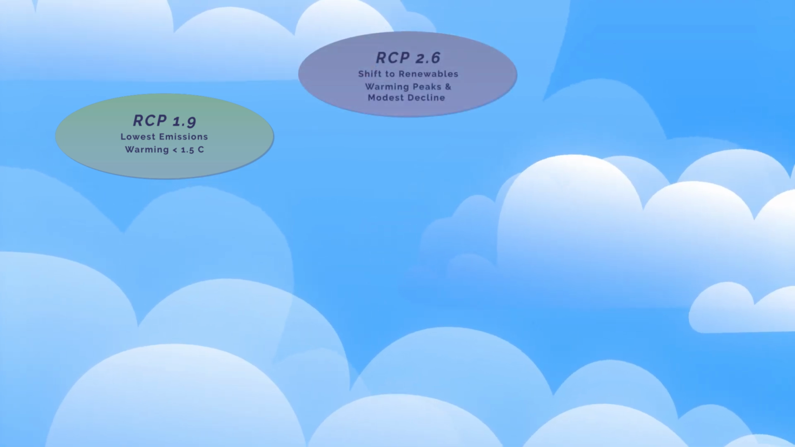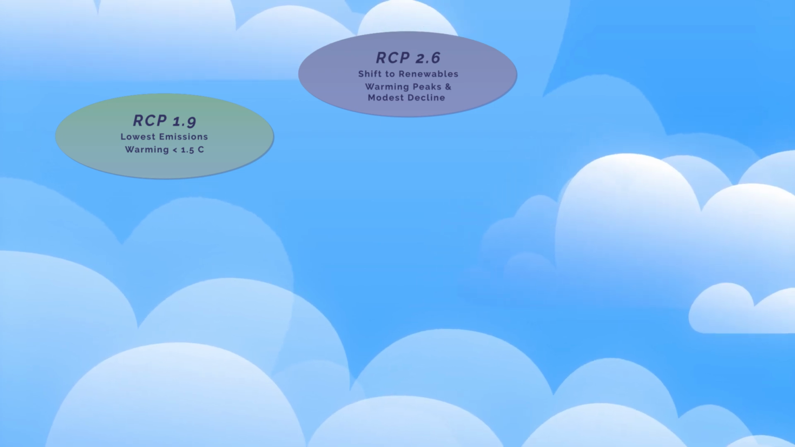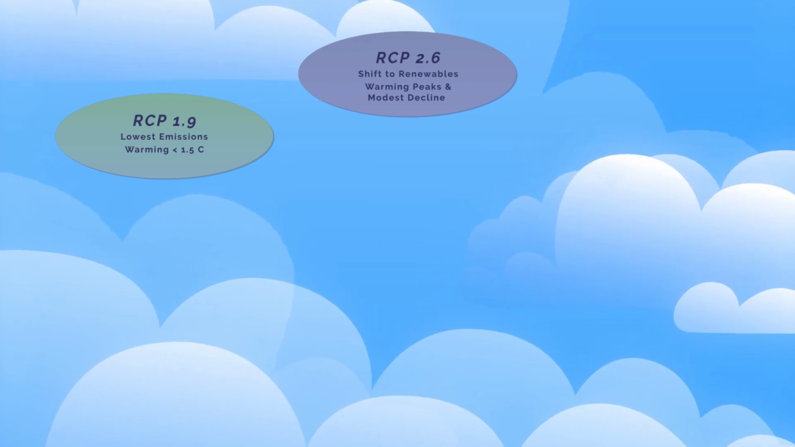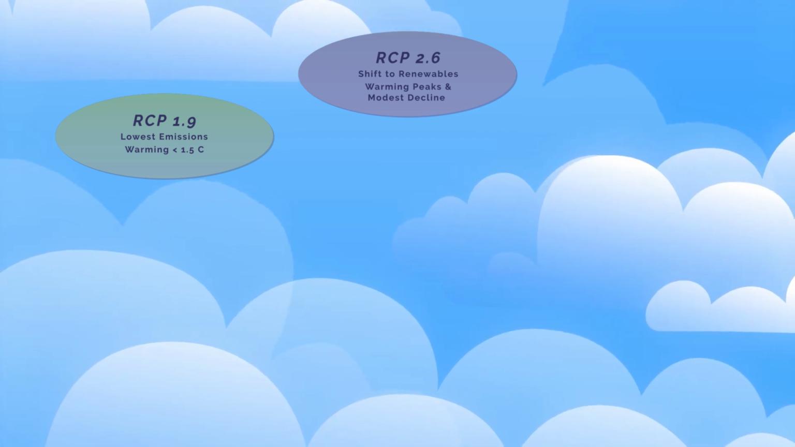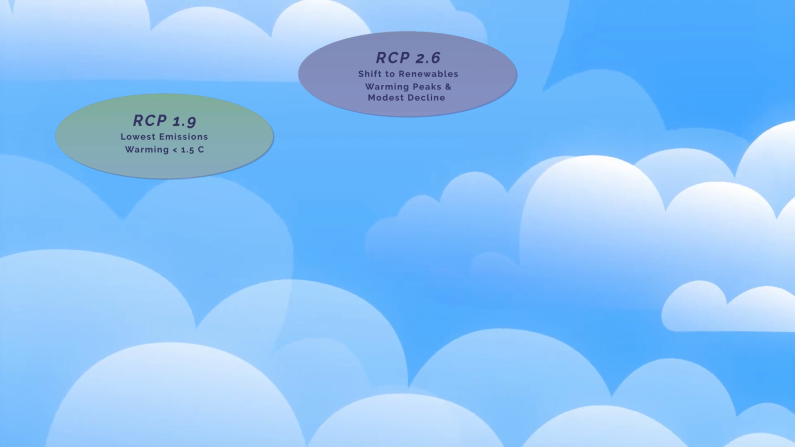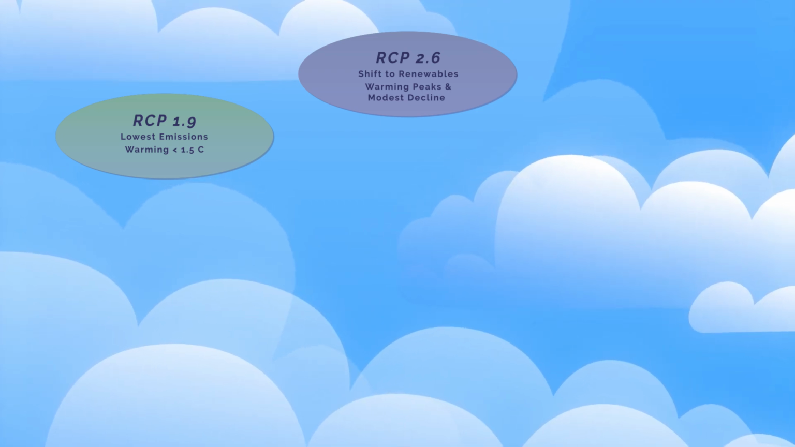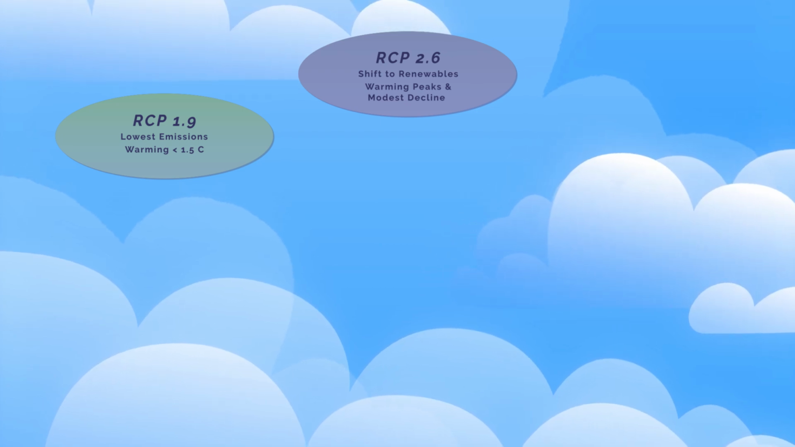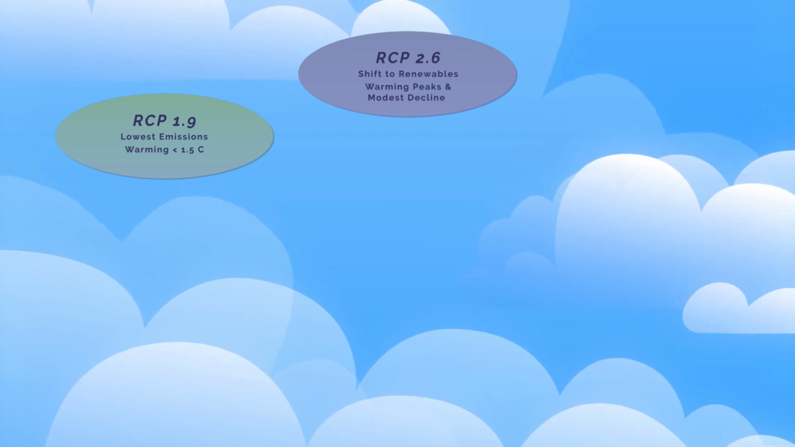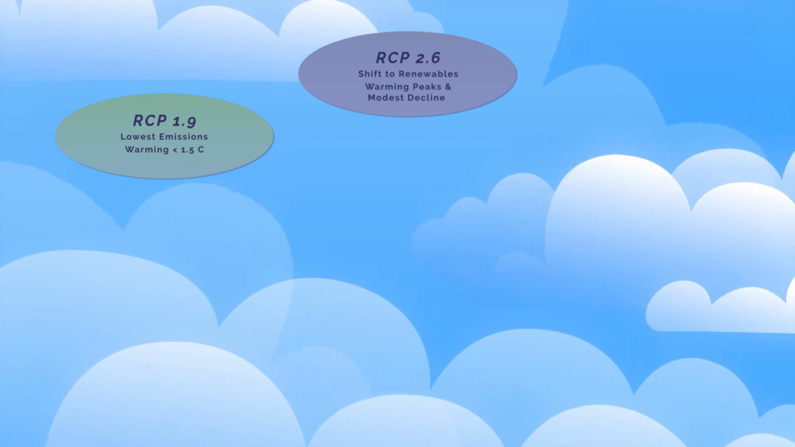RCP 2.6. Radiative forcing peaks at 3.1 watts per square meter before returning to 2.6 watts per square meter by 2100. This scenario represents a shift to renewable energy sources. Atmospheric CO2 remains at today's level until the year 2020 and then declines. CO2 concentrations peak by 2050, followed by a modest decline through the year 2100.